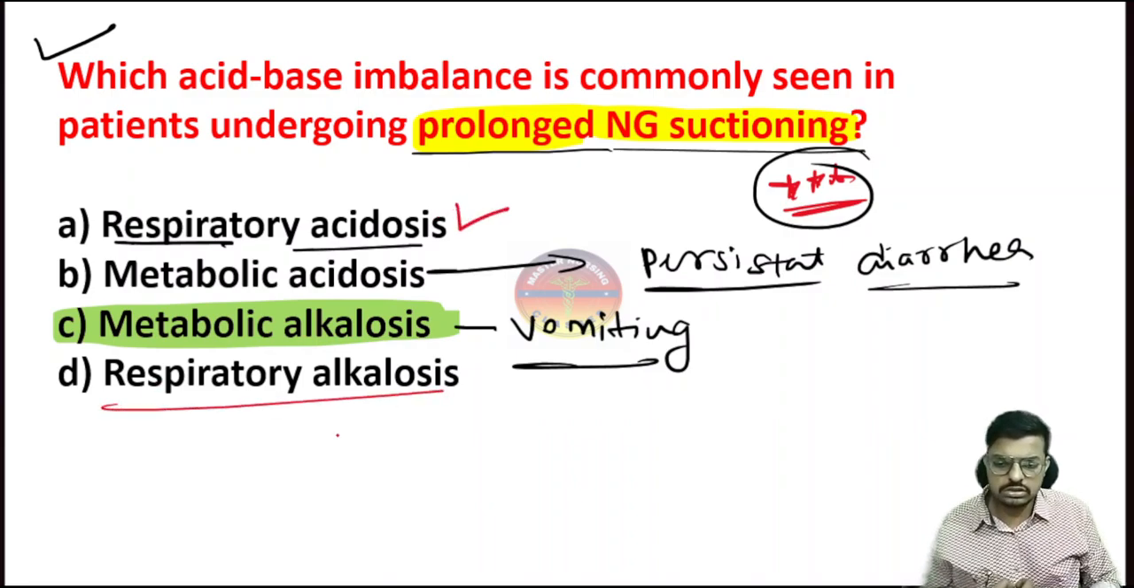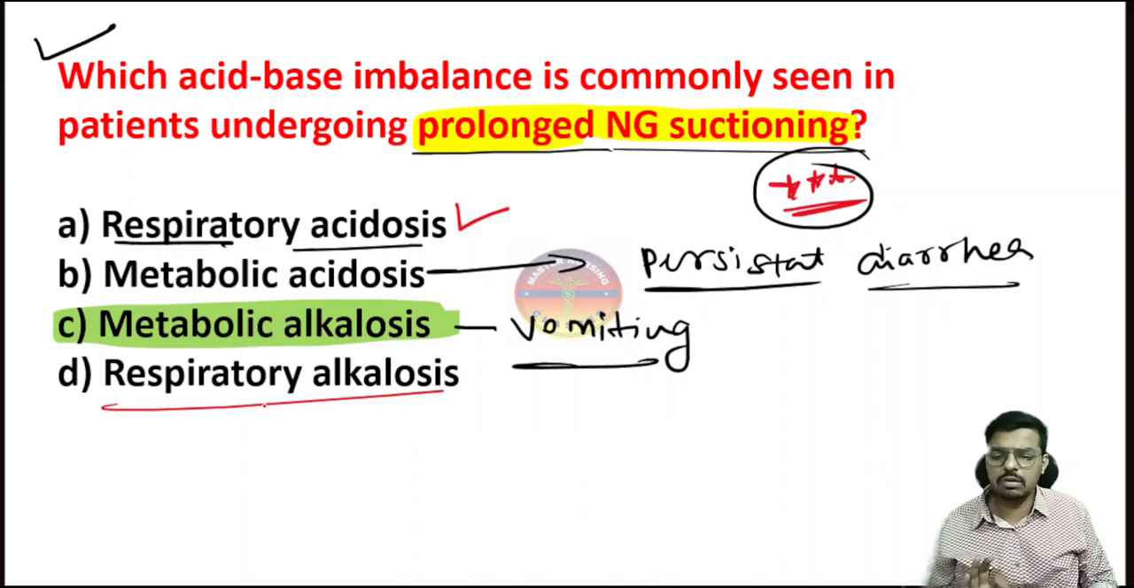Then respiratory alkalosis, which will be seen in hyperventilation. Okay, where the depth and rate of respiration increase, carbon dioxide is excessively lost. So when excessive carbon dioxide is lost from the body, it leads to respiratory alkalosis.